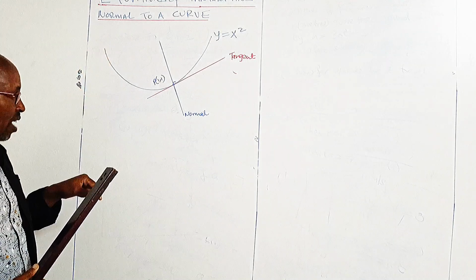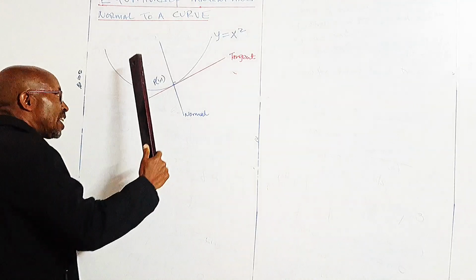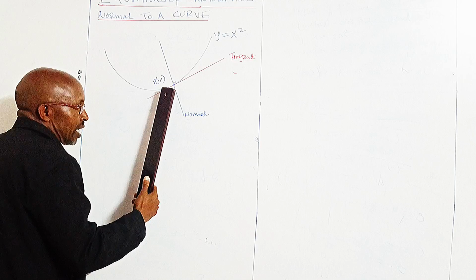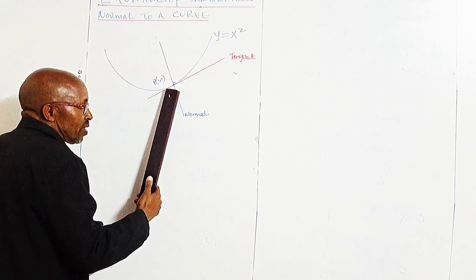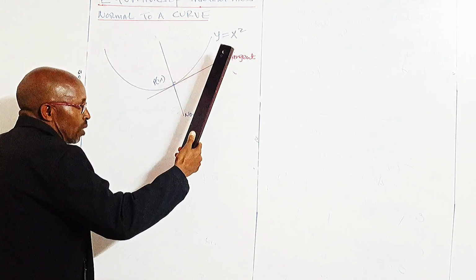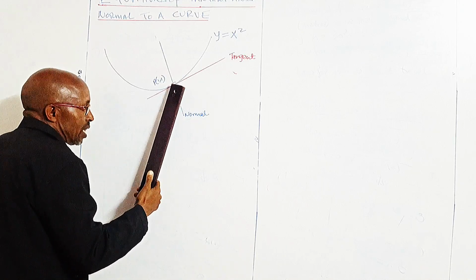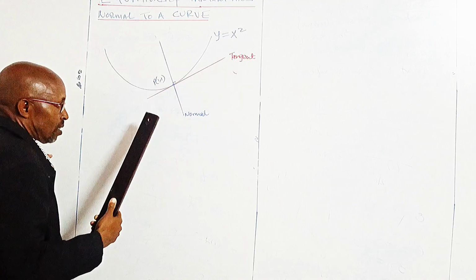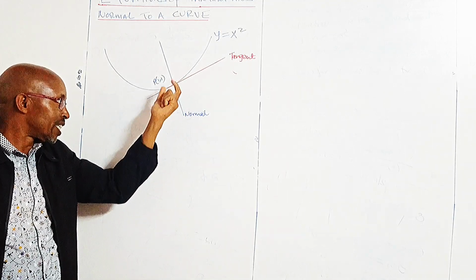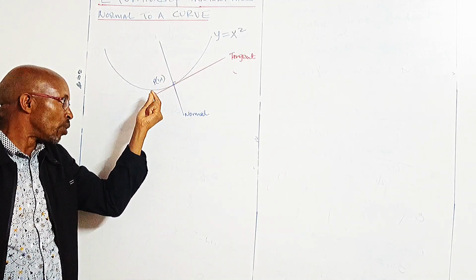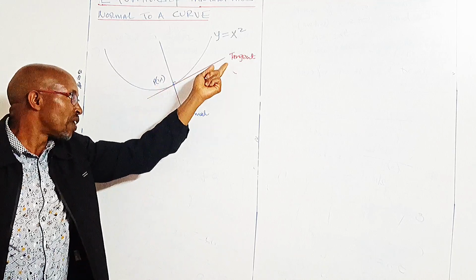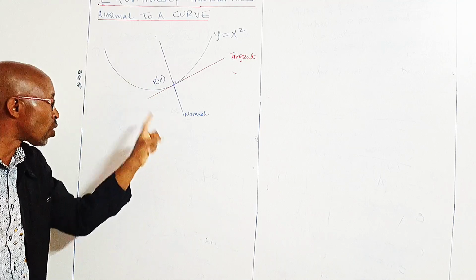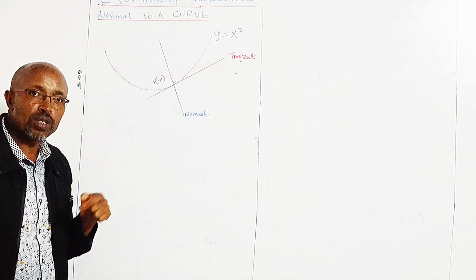Now, the normal to the curve is a line that is drawn which is perpendicular to the tangent at the point where the curve and the tangent meet, at that point P (1, 1). This is the normal, this is the tangent. Tangent is any line that is touching a curve at any given point. In our case, our point is (1, 1). So we have the tangent. The normal is the line that is perpendicular to the tangent at that point.